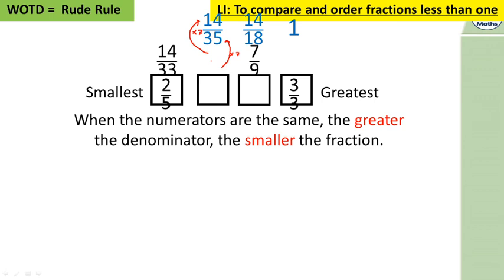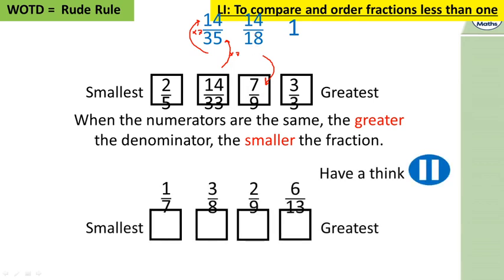Then we've got 14/33 or 14/18. Well, 33 is bigger than 18, so that fraction is worth less. And then the last one is this one. Just remember that 7/9 goes in, not what you converted it to.